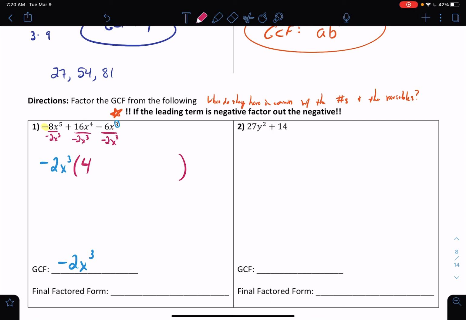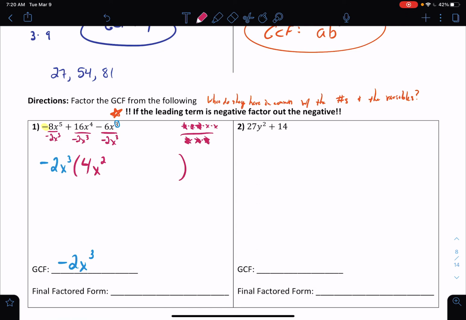X to the fifth divided by x to the third, well, just think, we have 5 x's being multiplied on top, and we have 3 x's being multiplied together on the bottom. Things are going to cancel out, and I'm going to be left with x to the second on top. Because we had 5 x's being multiplied divided by 3 x's getting multiplied, so 3 of them are going to cancel out, leaving me with 2.